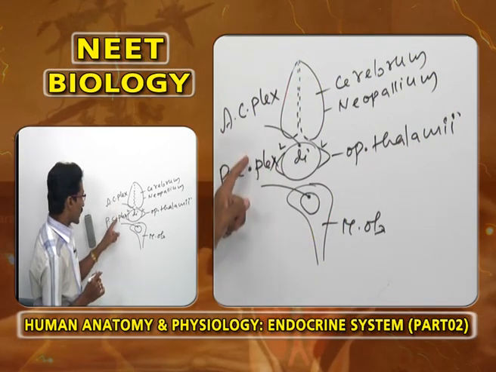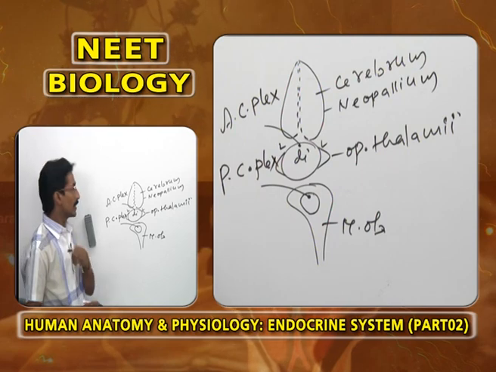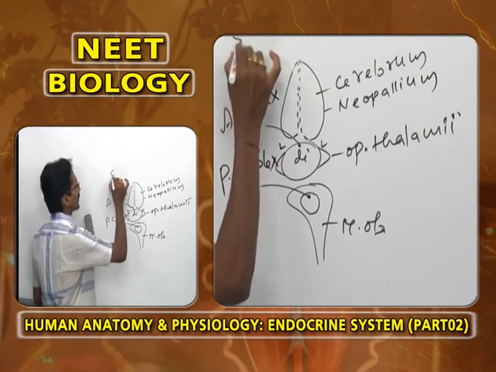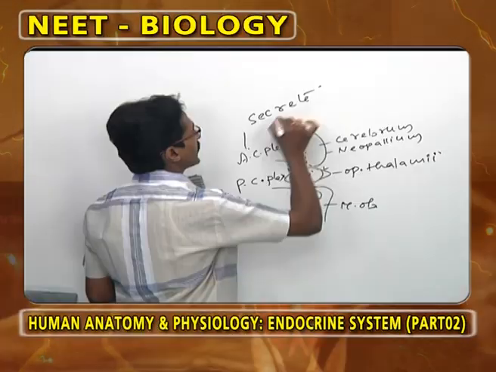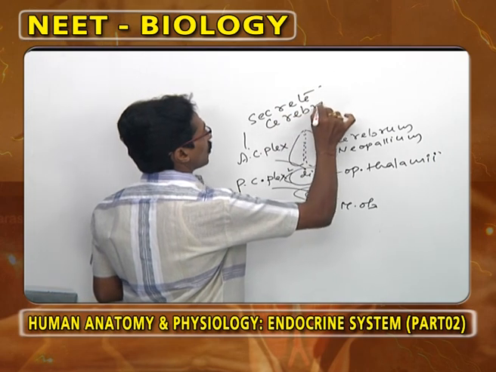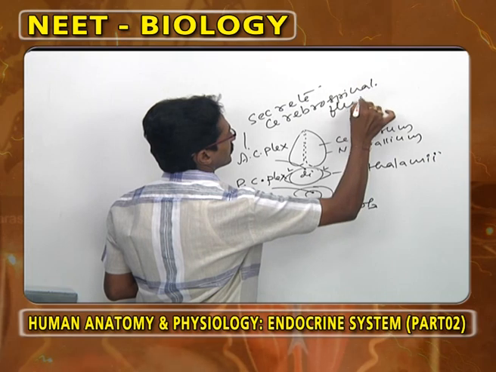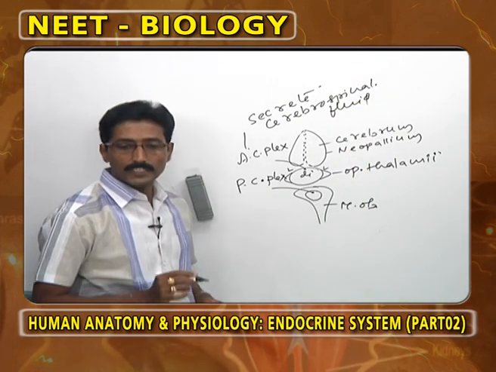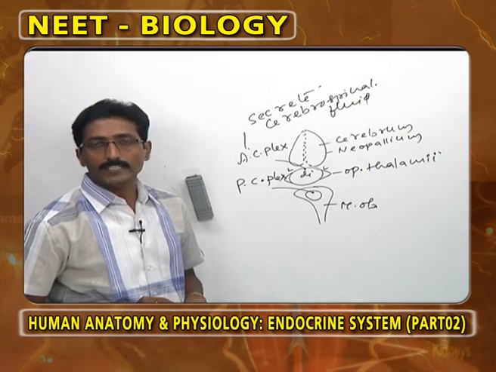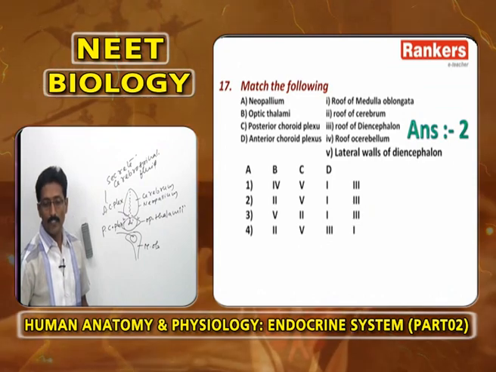So how many choroid plexus? Two. What is the function of choroid plexus? They secrete cerebrospinal fluid. Now you observe the correct answer is the second option. Now we go for the next question.